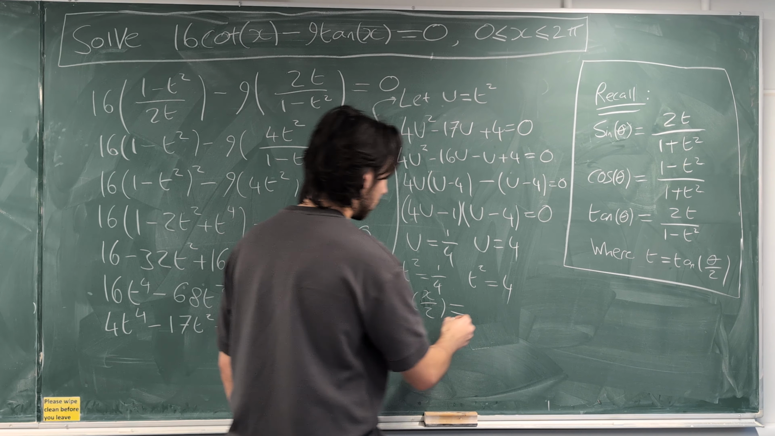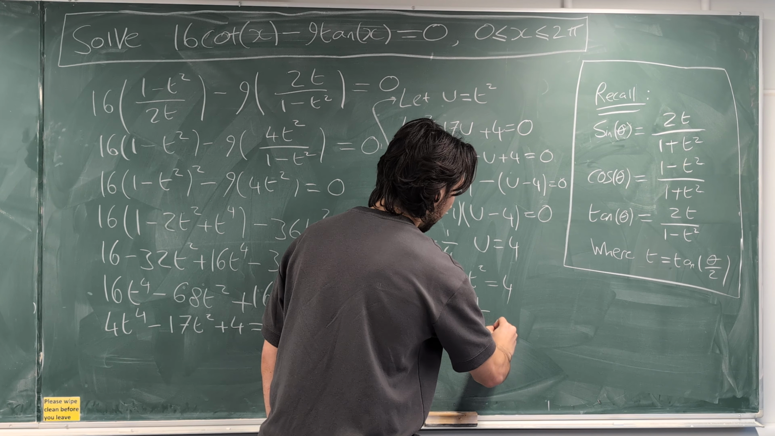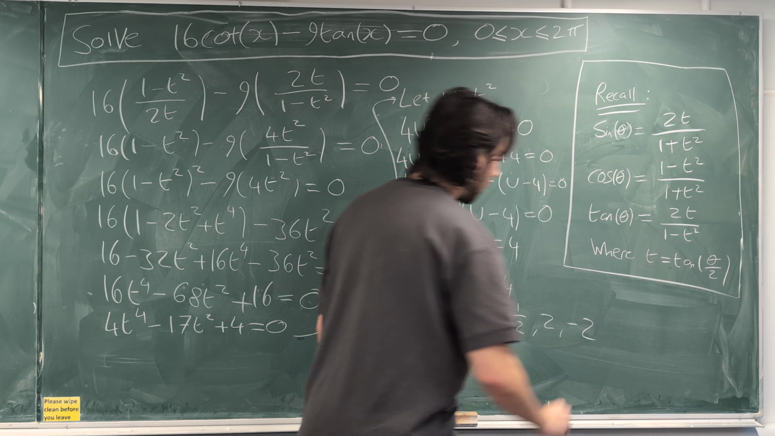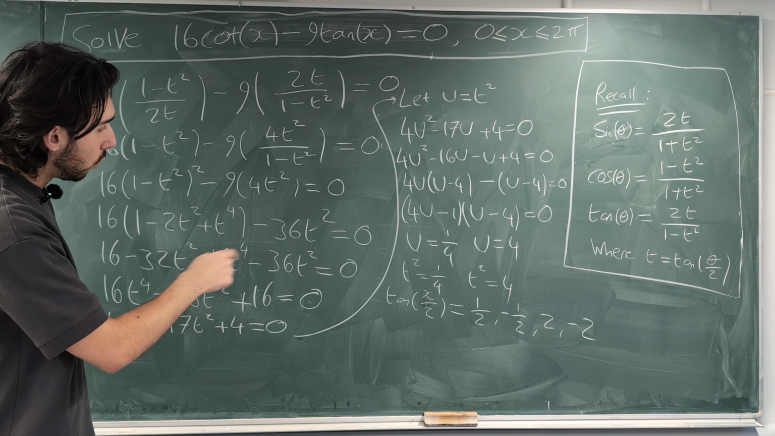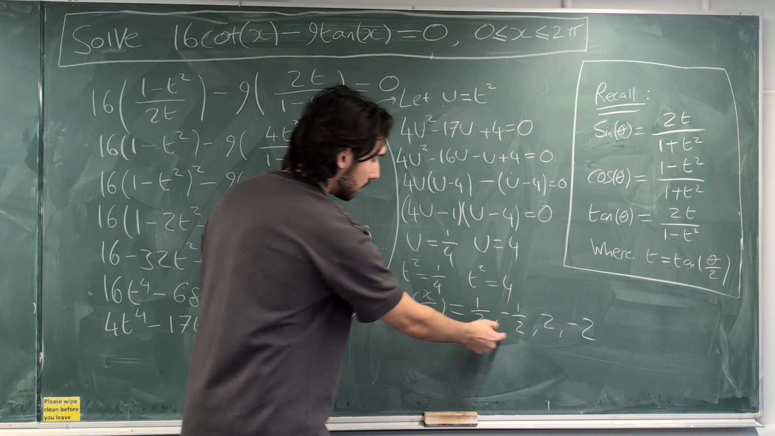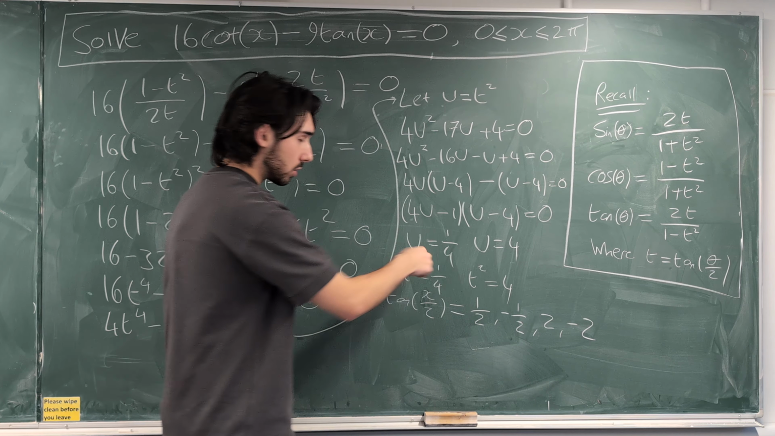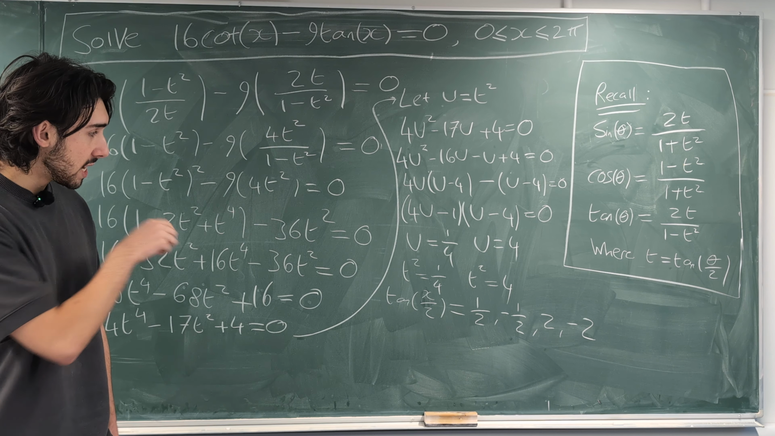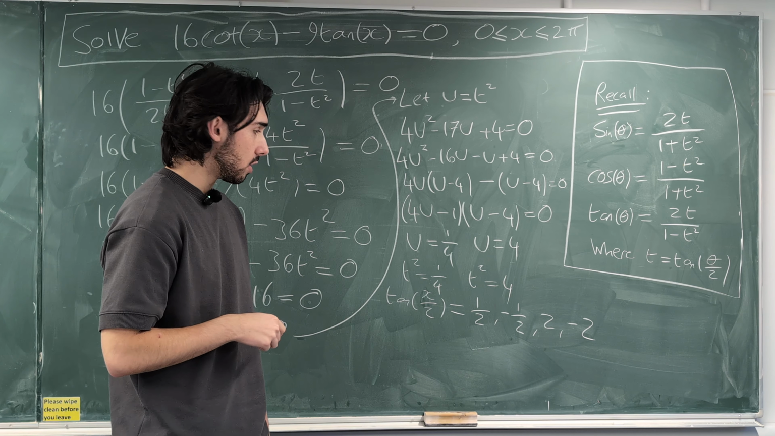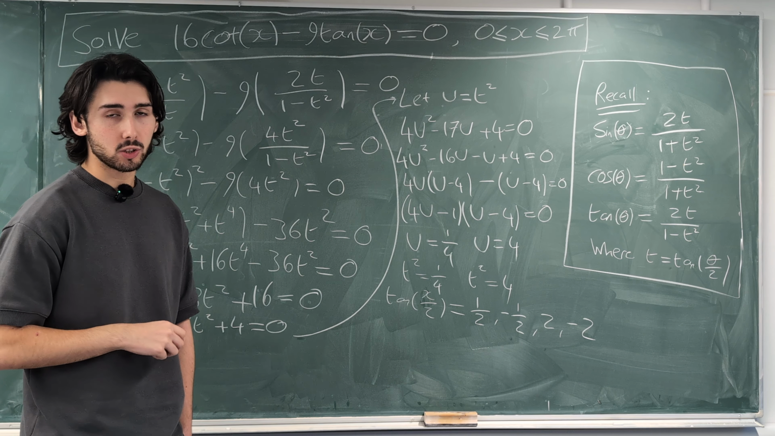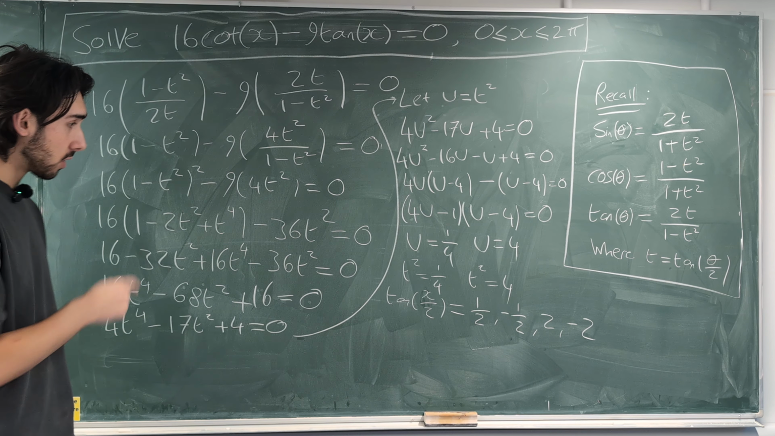So tan x over 2 could be a half, minus a half, 2, or minus 2, because a half and minus a half square to make a quarter, and 2 and minus 2 square to make 4. So these are our values of tan x over 2, and now we're back into the trig world. We can try and solve this.